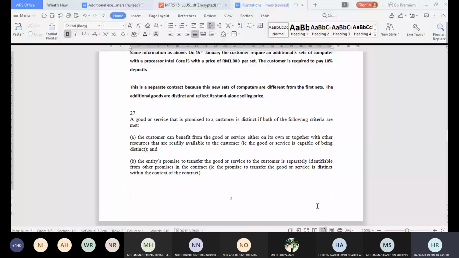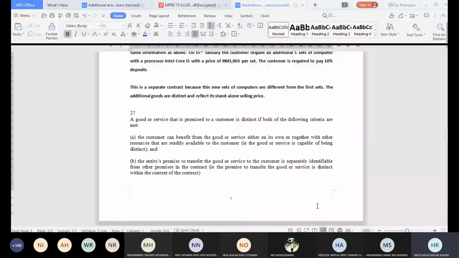So of course, if it is distinct, then you will terminate, because you will need to evaluate. For example, you might already have sent some. You need to evaluate whether the remaining is distinct or not. If it is distinct, then creating a new contract and the other one, which is terminate and then create a new contract, might be very similar.